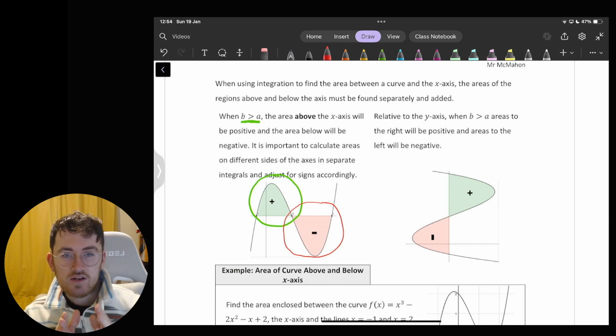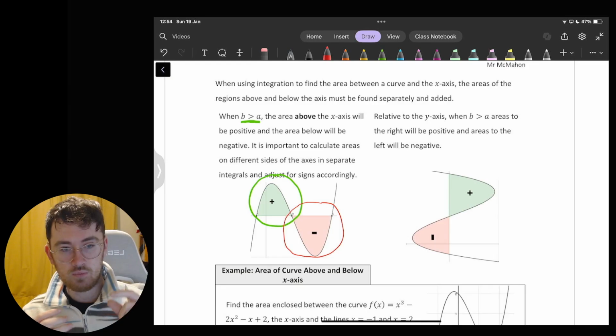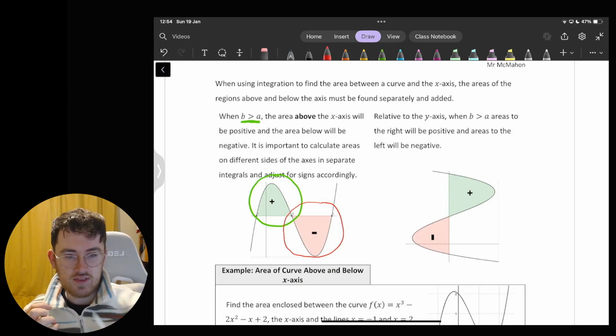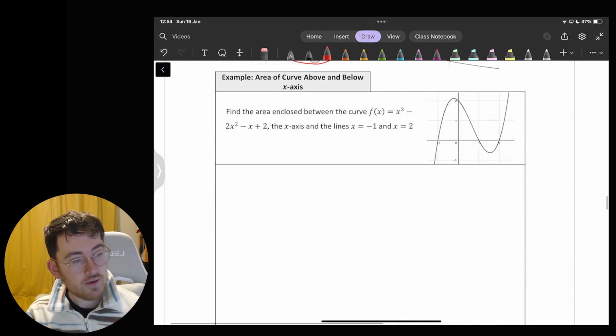So we have to be careful to just separate the two areas when we come to doing the calculation. Once you've done that, it's the same as normal, with just that acknowledgement that the region below the axis will give me a negative answer, but the area still needs to be made positive. Okay, so we look at that in an example here.